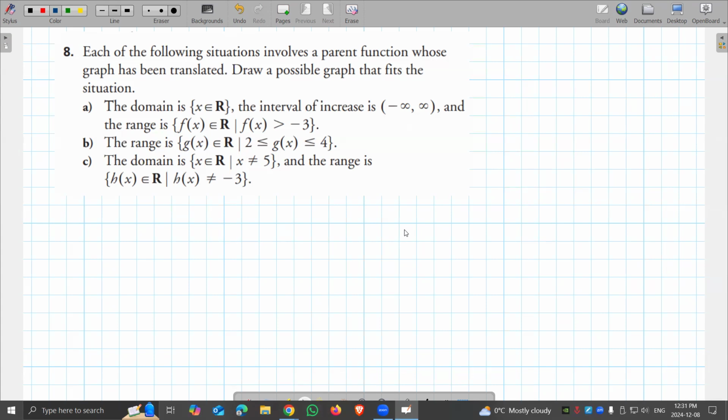So let's look at A. The domain is x in R. So that gives us a bunch of options. So let me just draw this out. y equals x.